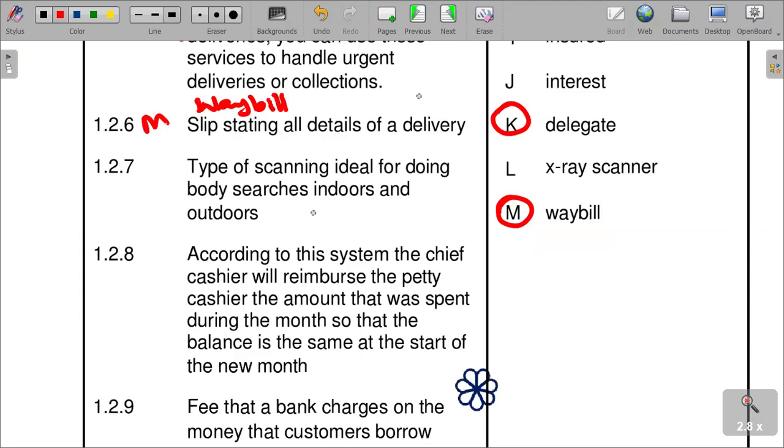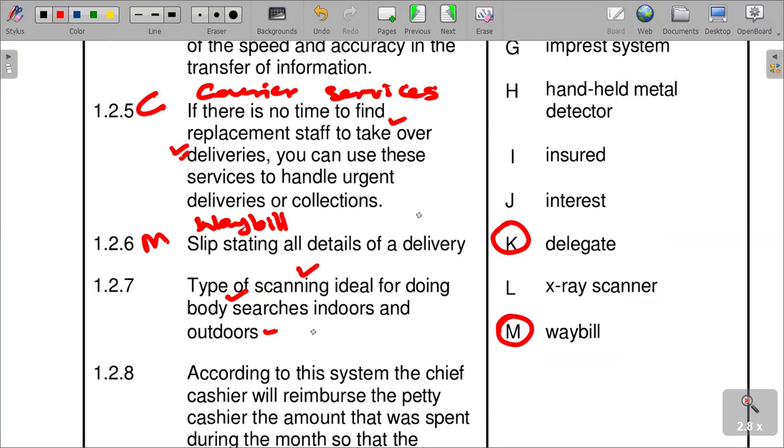Number 7, a type of scanning ideal for doing both searches indoors and outdoors. What is the type of scanning that is ideal for doing both searches indoors and outdoors? It is the handheld metal detector.